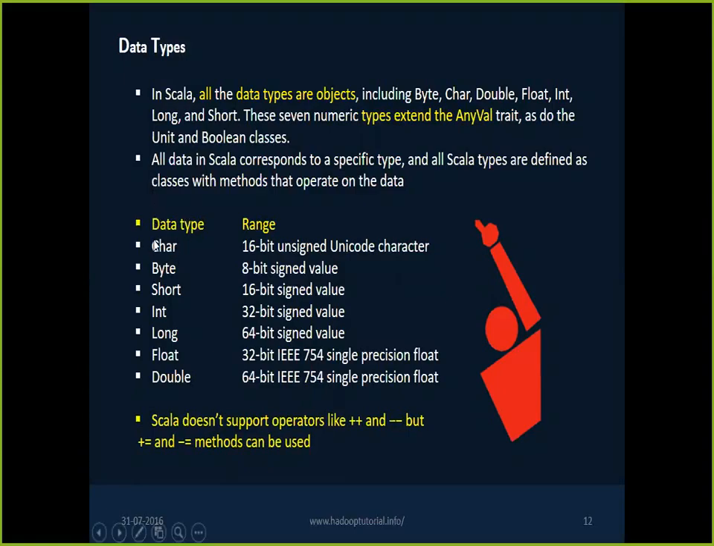You can consider that you have these data types, char, byte, short, which can be represented with this, and these are the sizes they take in the background. Both numeric and non-numeric data types are supported. There are some operators which are not supported in Scala but are there in Java, such as plus plus and minus minus. Plus plus increments by 1; the same thing you can achieve with plus equal to 1 or minus equal to 1.